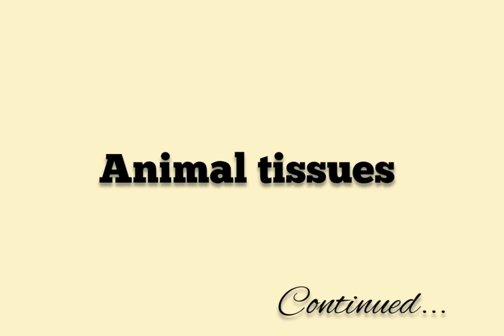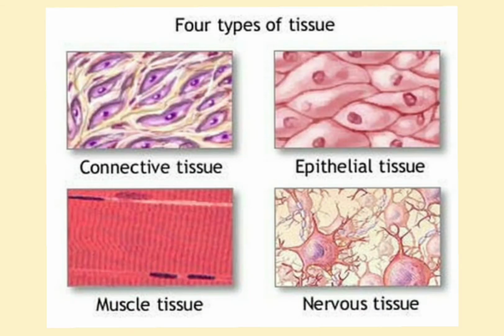Hello students, let us continue studying about the animal tissues. We have finished studying the connective tissue and the epithelial tissue. Now we are going to study about two more tissues. One is the muscle tissue and the other is the nervous tissue.